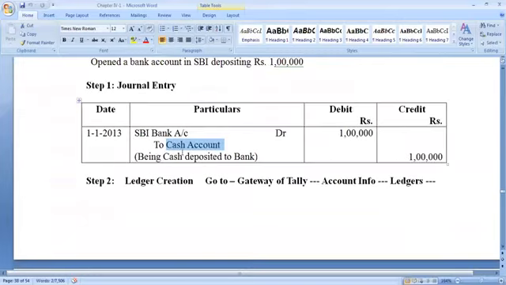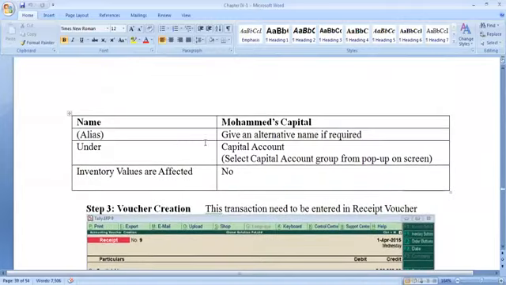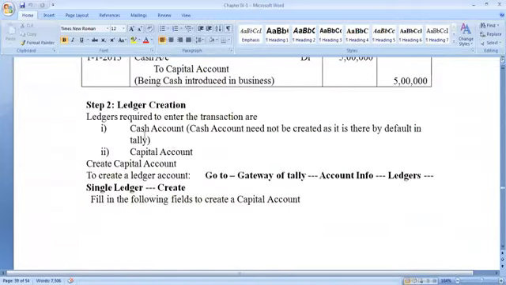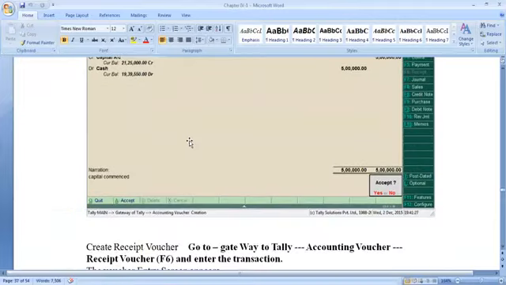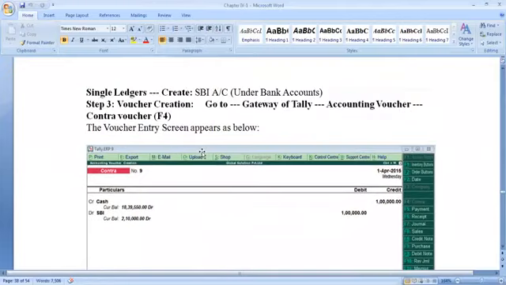So why is there no cash account information? Because the cash account has already been created at first. See here, the cash account is already created. So the cash account need not be created, as it is there by default in Tally. I told you, the cash account and the profit and loss account are default entries that are already included in Tally ERP9.